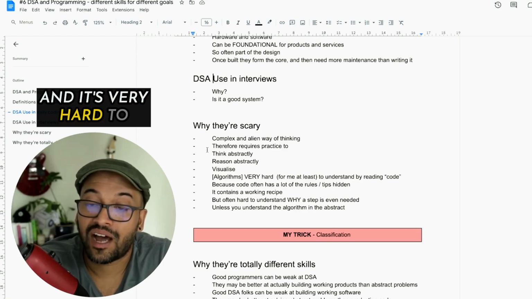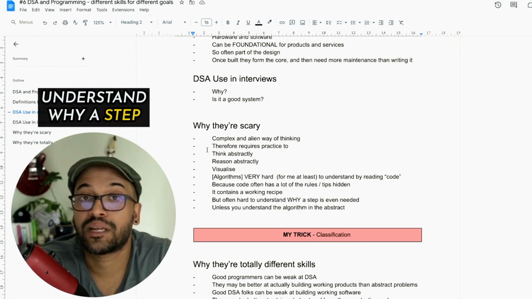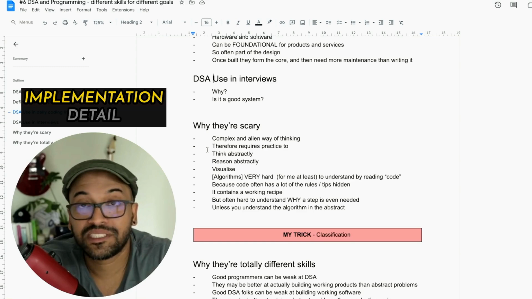And it's very hard to understand why a step is even needed just by reading the code. So you have to understand why a step is needed by understanding the concepts of the algorithm, the broad steps, and then the implementation detail comes later.